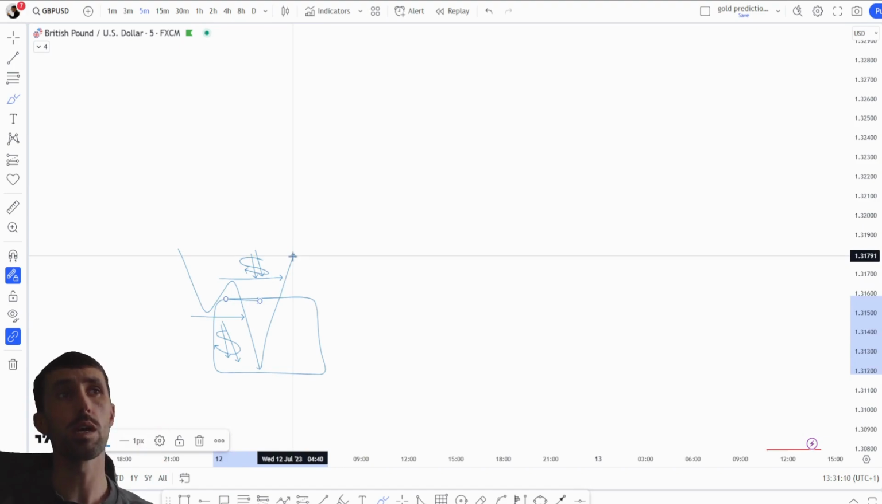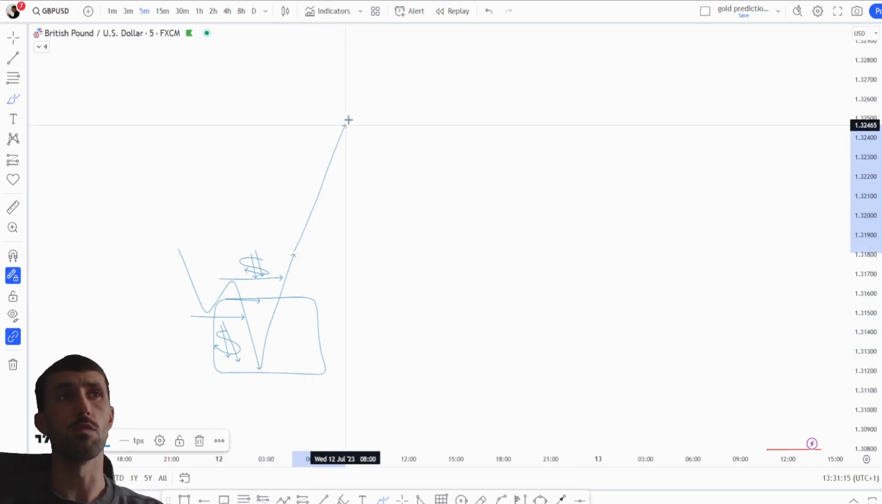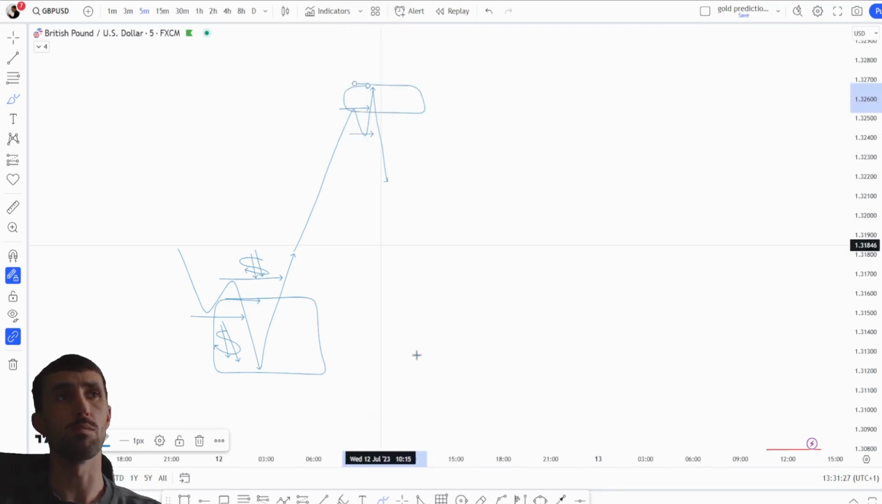Okay, so what we are going to do once we have located this area is we are going to look for the high of this area. Okay, we're going to look for the same thing to happen. Run the highs and then run and break down a low. Again, that tells us the same thing, that we have an area of manipulated price.